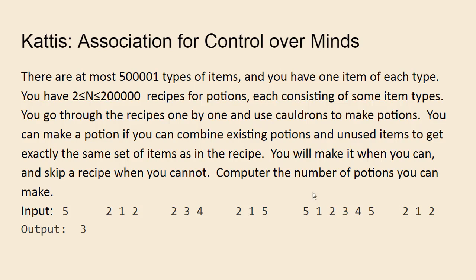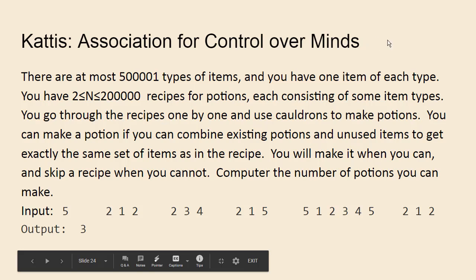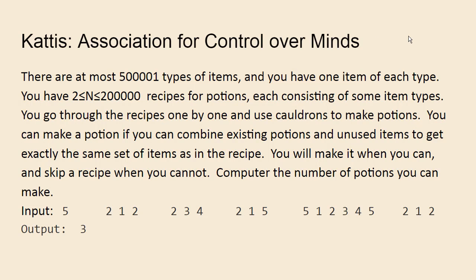The fourth potion has 5 items: 1, 2, 3, 4, 5. That we can make, because we can combine the first potion, the second potion, and the unused item 5 to make this potion. The last one has 2 items, 1 and 2. We cannot make it, because at this point 1, 2, 3, 4, 5 are all mixed together, so we cannot make 1 and 2 again. So we can make the first, second, and the fourth. So we can make 3 of them.